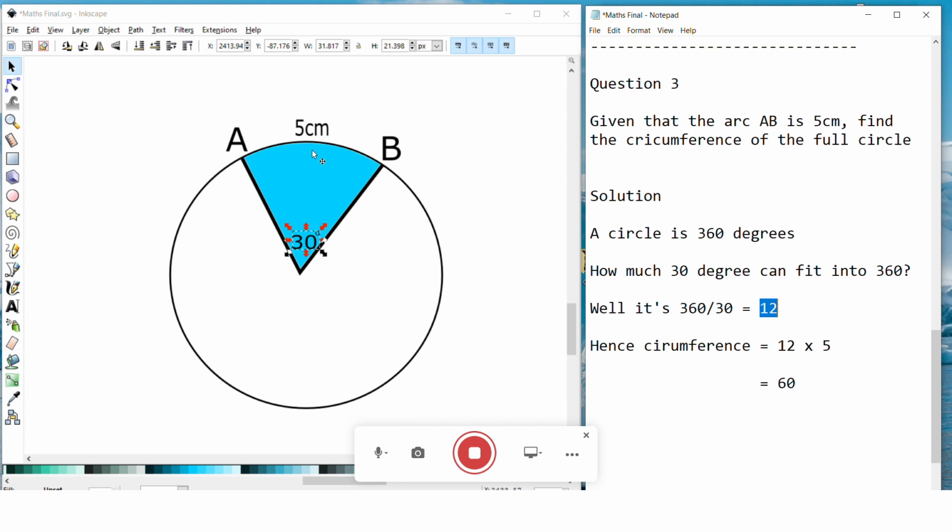And each sector has a length of 5. So that means the circumference is 12 multiplied by 5. So if you have 5 here, 5 here, 5 here, and we do it 12 times, it will go around the circle, which is the circumference. So the answer for this one would be 60 centimeters.